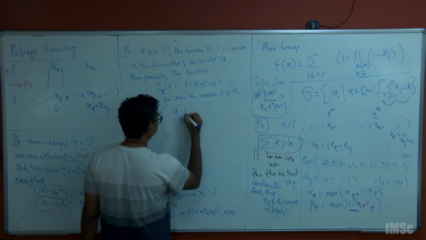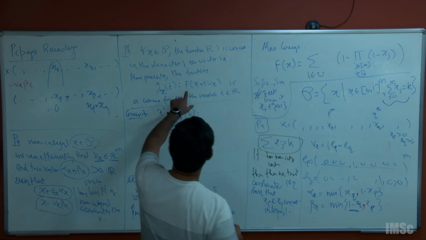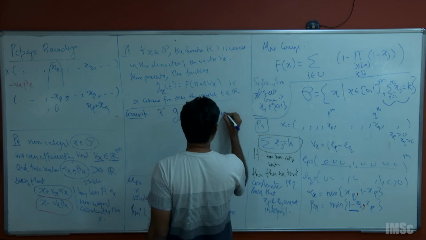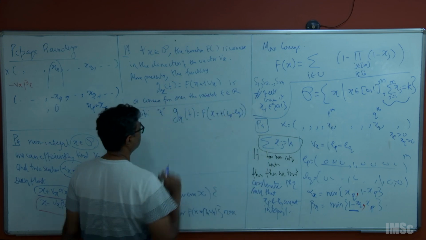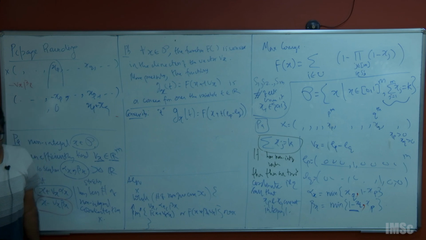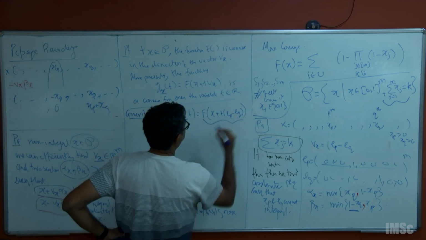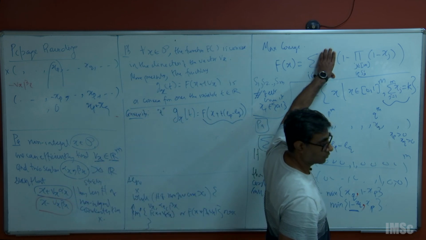That Gx of T, what is Gx of T here? I forgot, yeah. So f of x plus T times Ep minus Eq is a convex function over T. This is what I have to show. Is that fine? Right? And now notice this function.